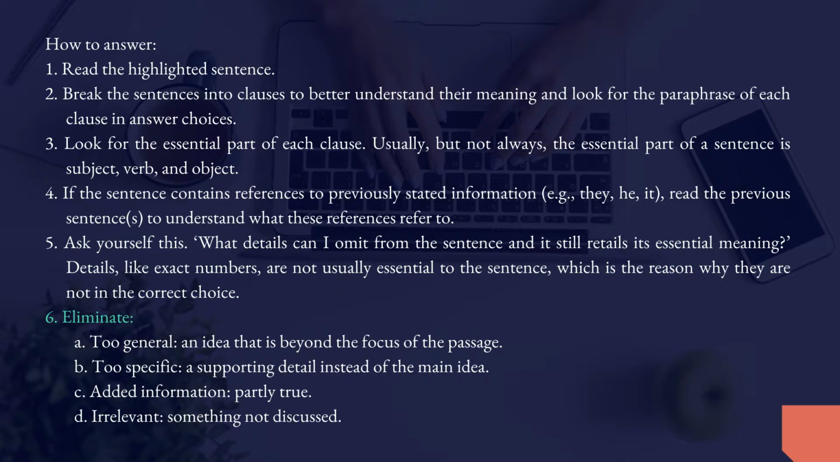Step number 6, eliminate. That is, delete ABCD. There are 4 types of incorrect answers. A, too general, that is an idea that is beyond the focus of the passage. B, too specific, a supporting detail instead of the main idea. C, added information, that is partly true, the sentence is partly stated in the passage, but part of it is not discussed in the passage. And D, irrelevant, something that is not discussed at all.